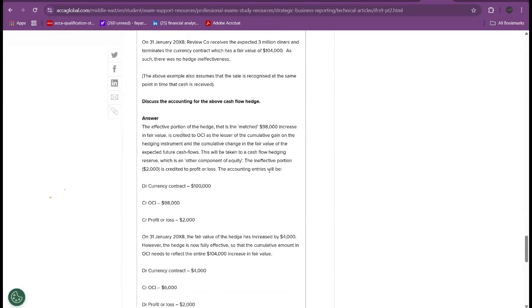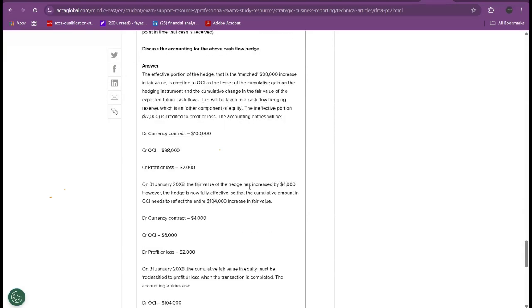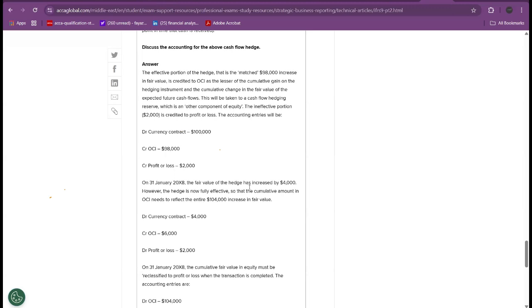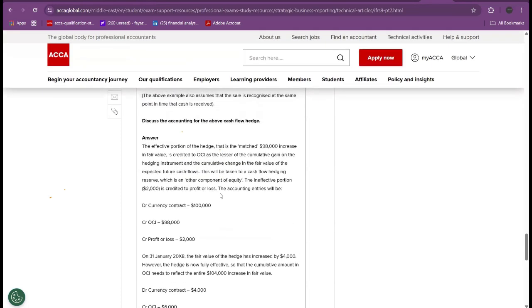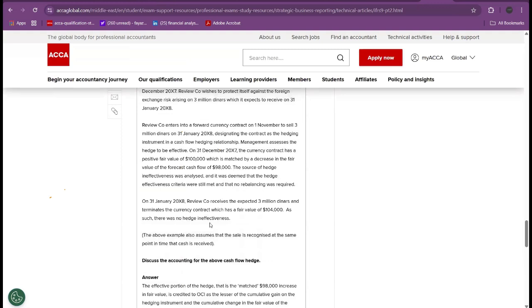So we can say that on 31 Jan, the fair value of the hedge was increased by 4,000. However, the hedge is now fully effective, so that the cumulative amount in OCI needs to be reflecting the entire 104,000 increase in fair value. Okay. So what it is saying is that the hedge is now fully effective. It is telling us in the question there is no hedge ineffectiveness.